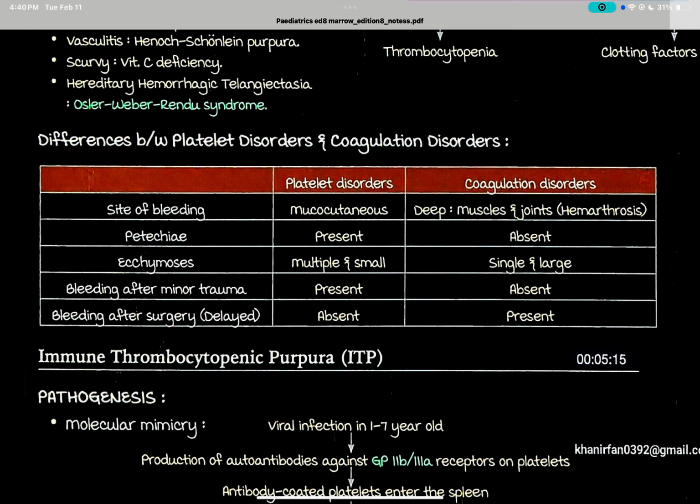Ecchymosis is multiple and small in platelet disorder and single and large in coagulation disorder. Bleeding after minor trauma is present in platelet disorder but absent in coagulation disorder. Delayed bleeding after surgery is absent in platelet disorder but present in coagulation disorder.